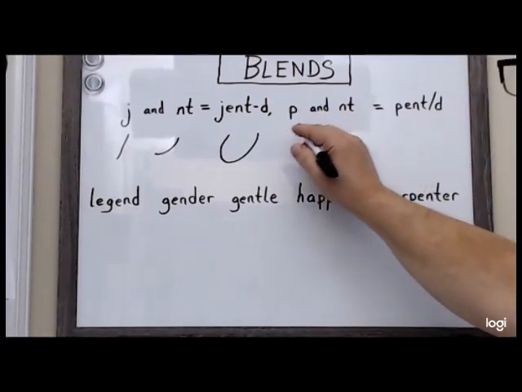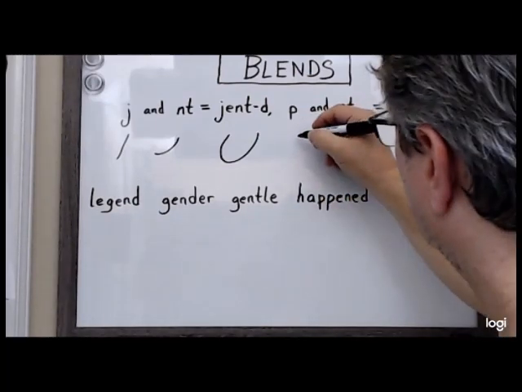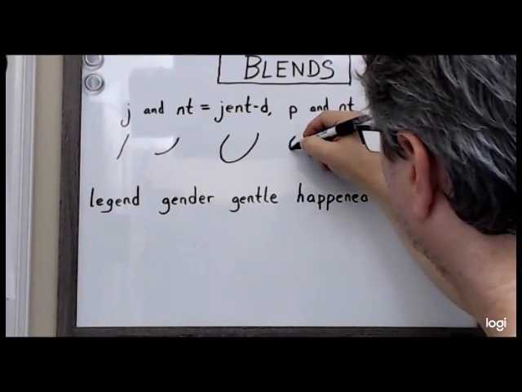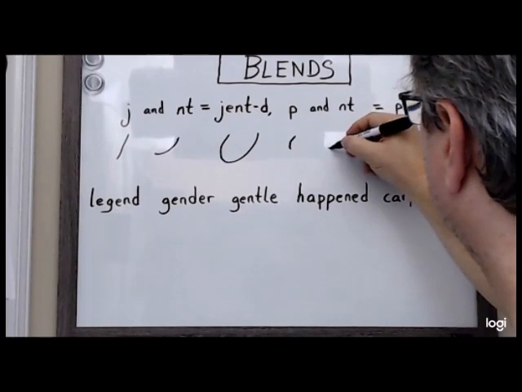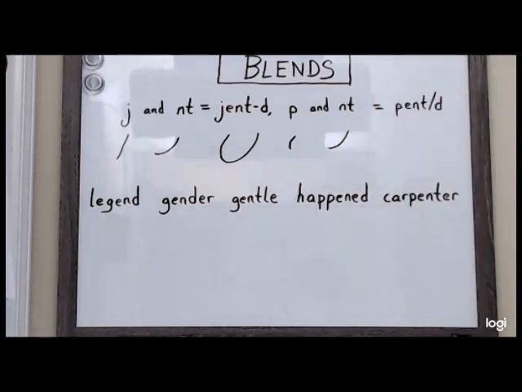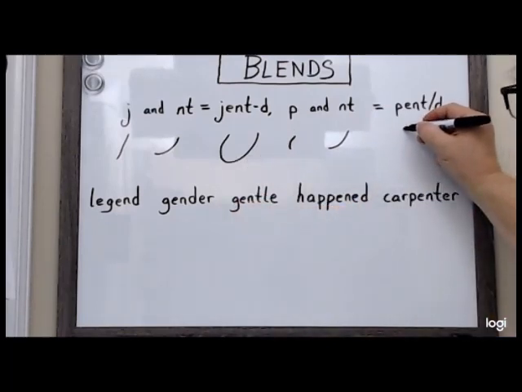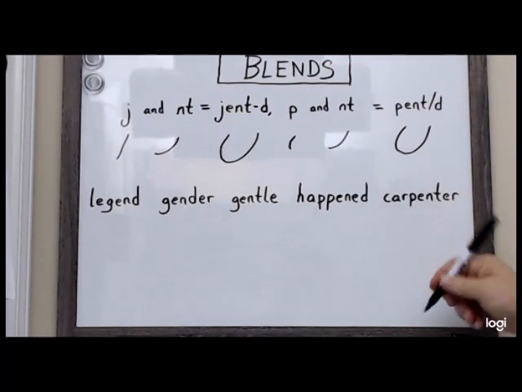The P and the NT sound, or strokes. Here is the P stroke. Here is the NT stroke. So if we blend these together, they look the same as this, but they'll come out to be sounds for pens or penned.